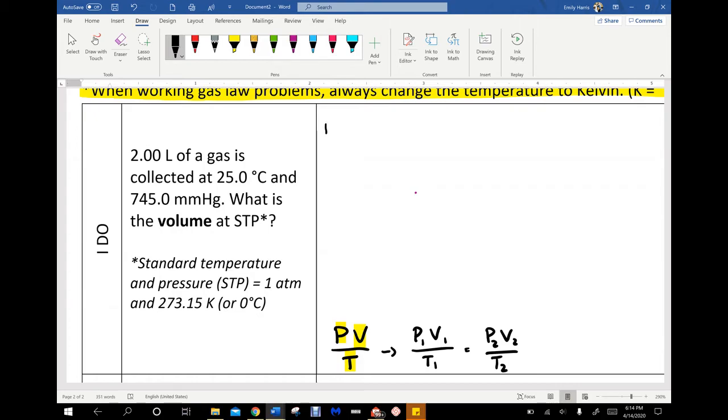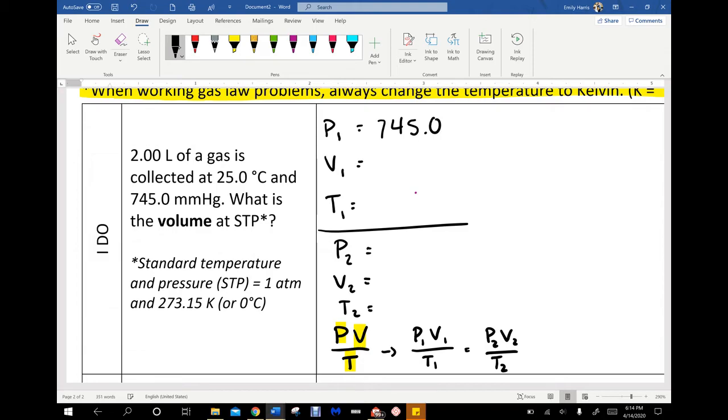So let's go ahead and make our list. We'll need a P1, V1, T1, and then we'll need a P2, V2, T2. All right, so first pressure is 745 millimeters of mercury. The first volume is 2 liters, and the first temperature is 25 degrees Celsius. Then they ask us, what is the volume?